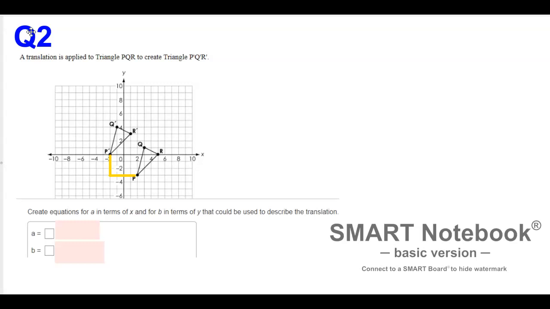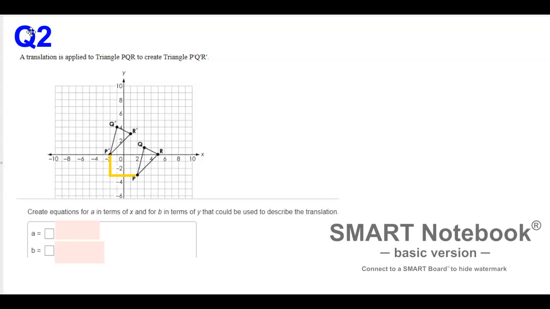So when we're looking at our figures here, the pre-image, or our original figure, is triangle PQR. So the regular letters, those are our pre-image. Then the ones with the primes, the P prime, Q prime, R prime, we call that the image. So that means it's the figure after a transformation has been performed on it. In this case, it's the figure after it has been translated.